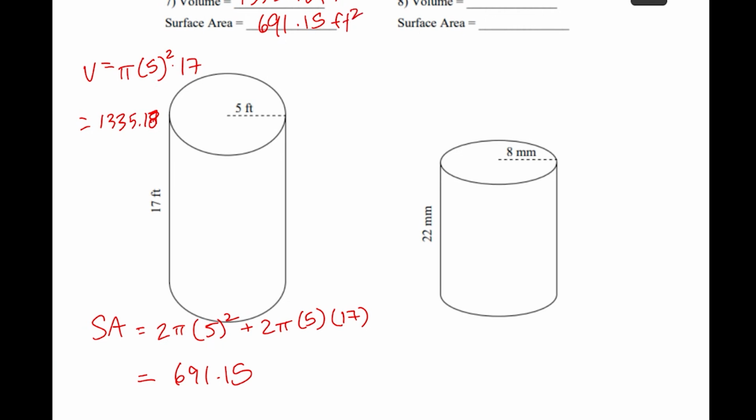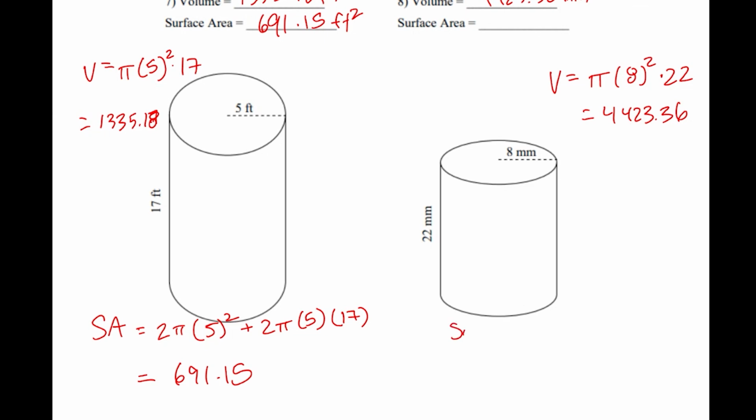Number 8 has a radius of 8, so pi times 8 squared, and has a height of 22. So there is our volume formula. Okay, 8 squared times 22, and then, oops, forgot to type the pi, is 4,423.36. And that is in, what's our units here? Millimeters, so millimeters cubed.